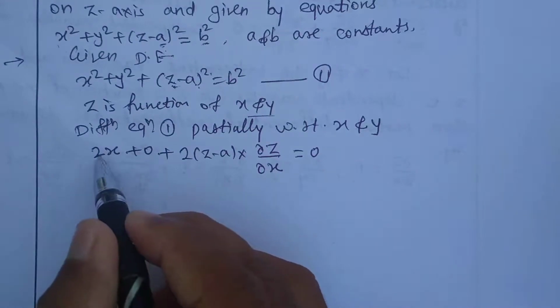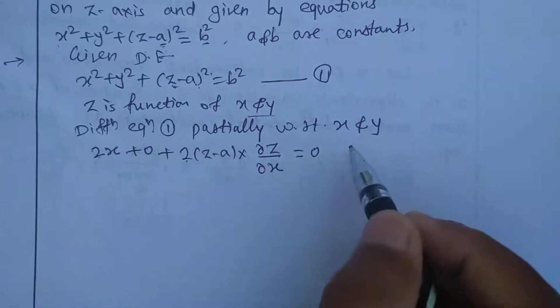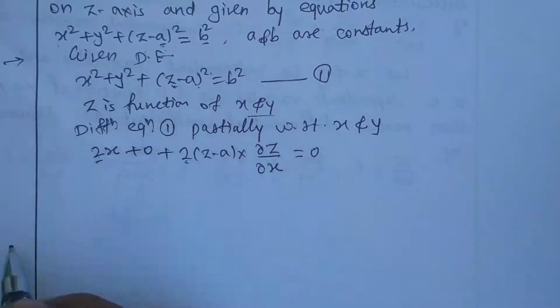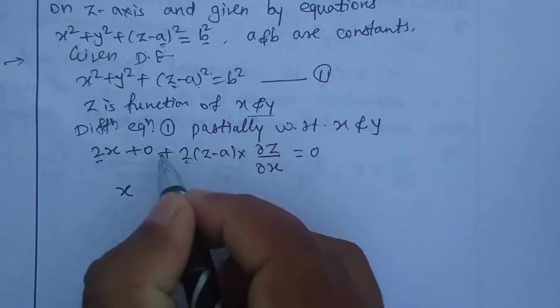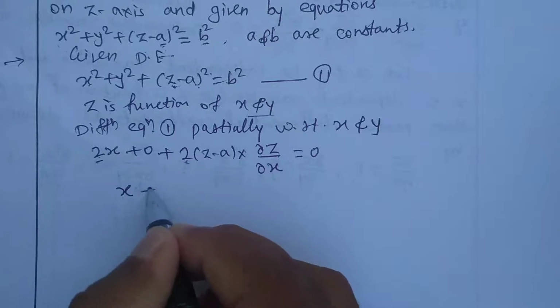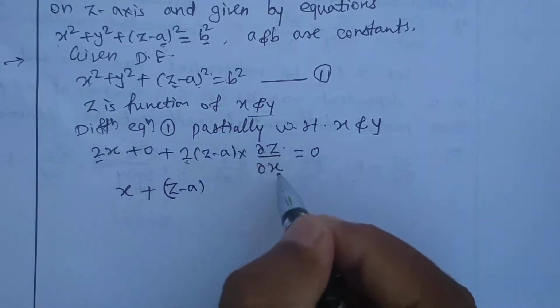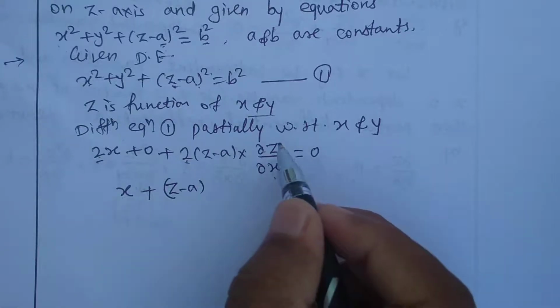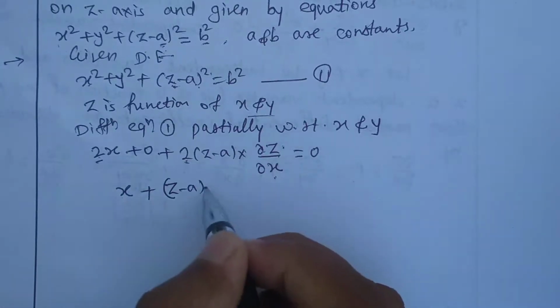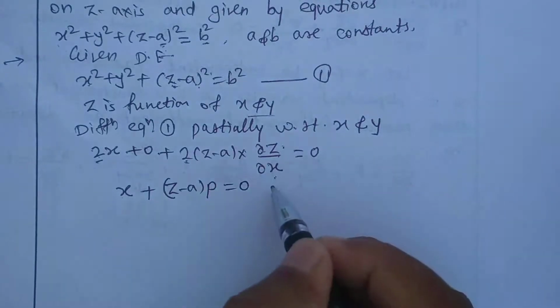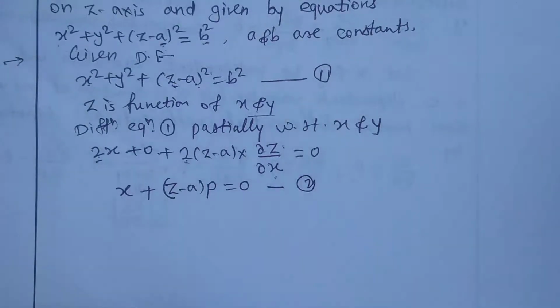Now we can divide the whole equation by 2, so that the 2s cancel. So we will get x, no need to write the 0, plus (z minus a) into del z by del x. For del z by del x, we are going to use the notation p, is equal to 0. So we get the second equation.